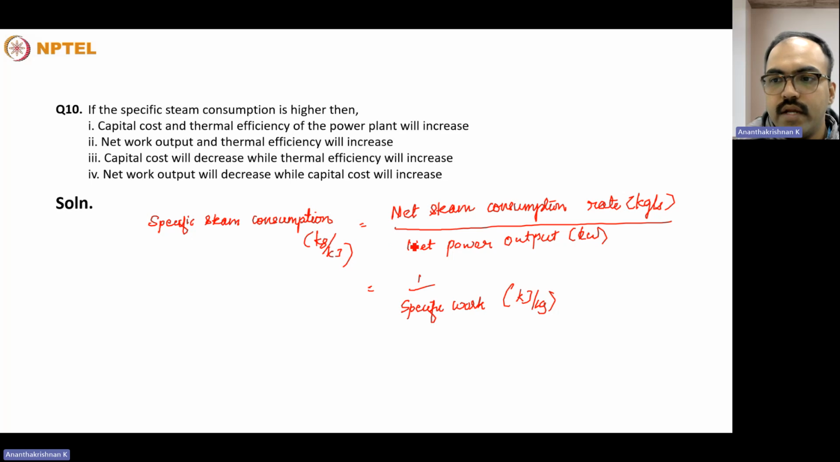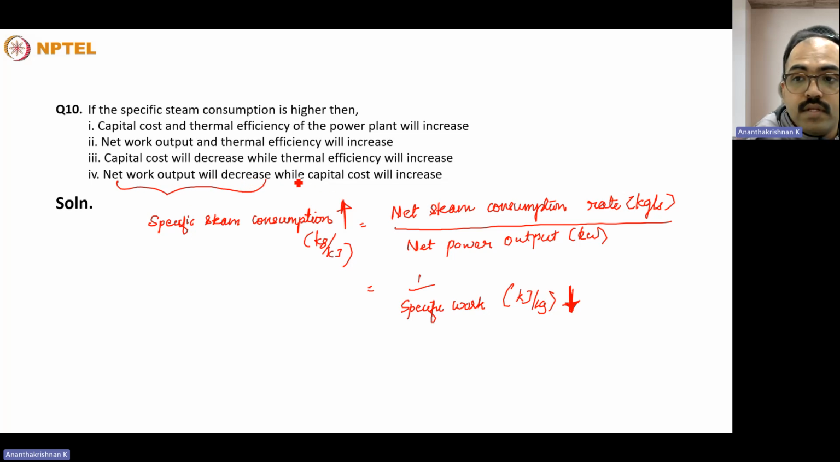So what you could try to see is that if the specific steam consumption is higher, that means the specific work is lower. So more mass flow rate is consumed for the same work. That means the specific steam consumption increases, and correspondingly the specific work decreases, that kilojoule per kilogram work decreases. So straight away you could see that the specific work is the net power output, so the net work output will decrease straight away.